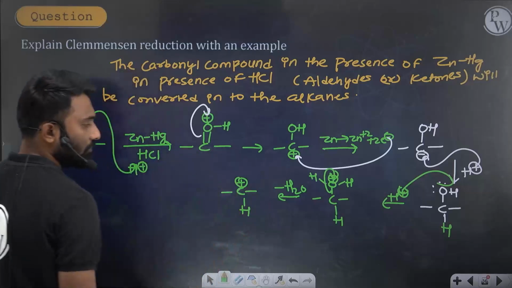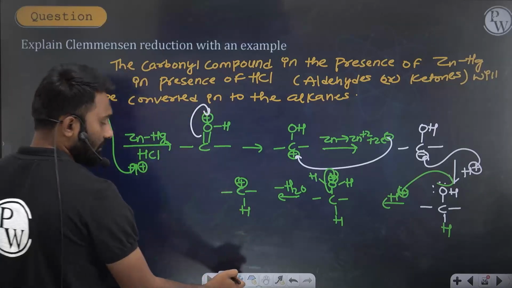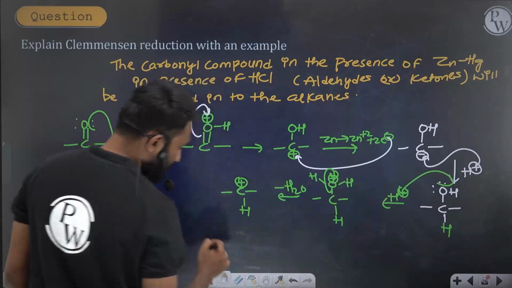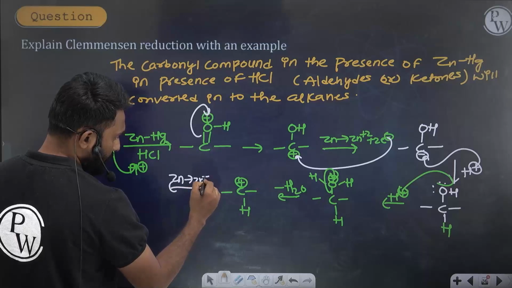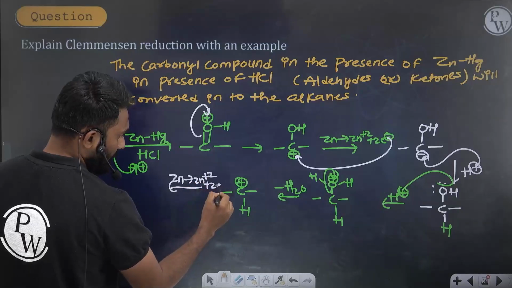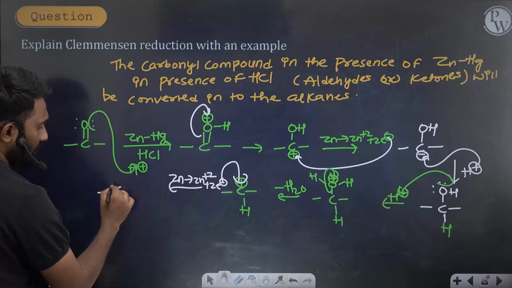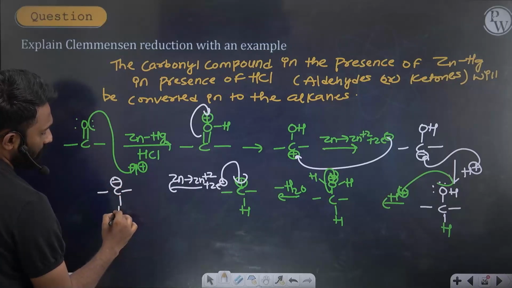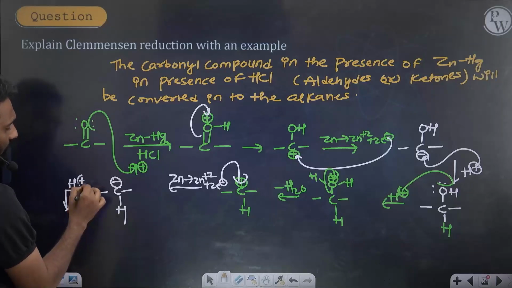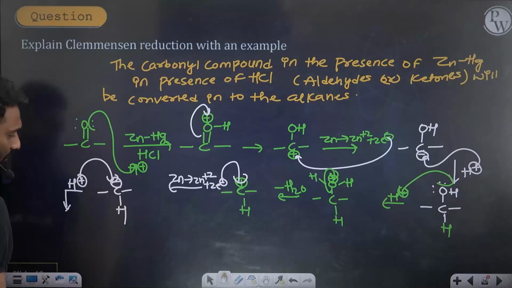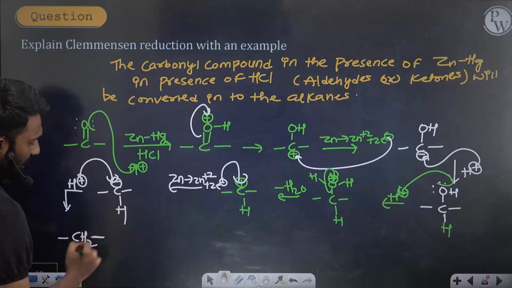After the H2O is eliminated, the carbon gets a positive charge. Zinc is in excess in the solution, and zinc will readily lose 2 electrons, which will be gained by this carbon, and it will get the negative charge. Again in the solution we have H plus, and that H plus will be attacked by this negative charge and we will get CH2, so we have got the alkane.